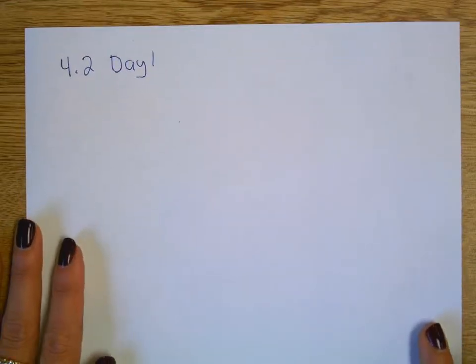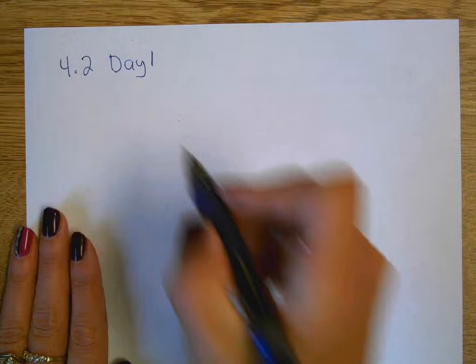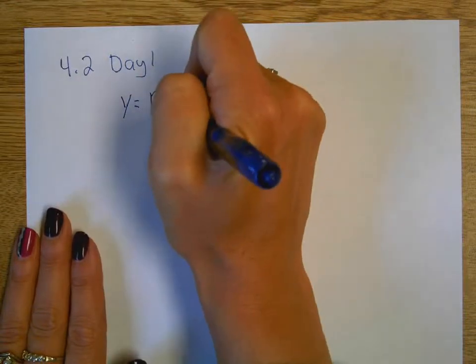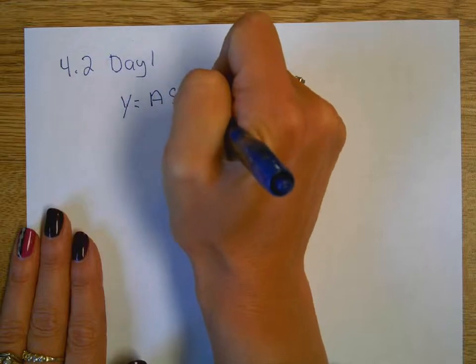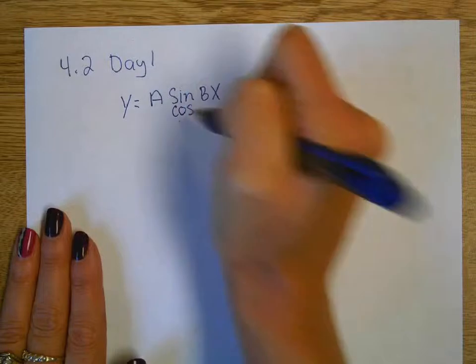Okay, so far we've done 2 changes to the graph. We've changed the amplitude and we've changed the period. So right now our equations look like this: y equals A sine BX, or that could be a cosine in there.